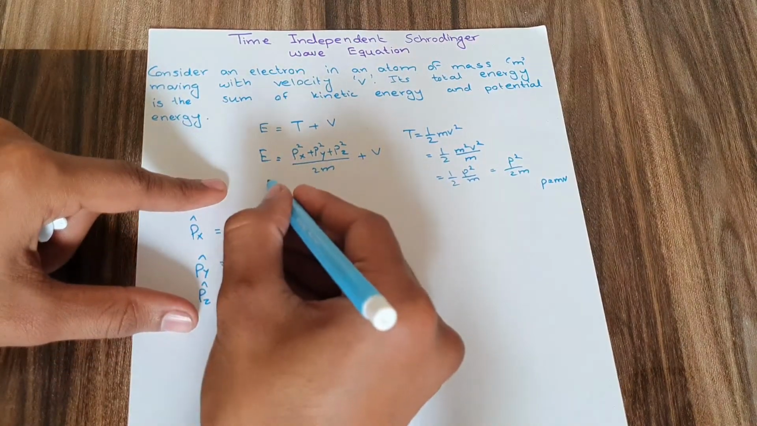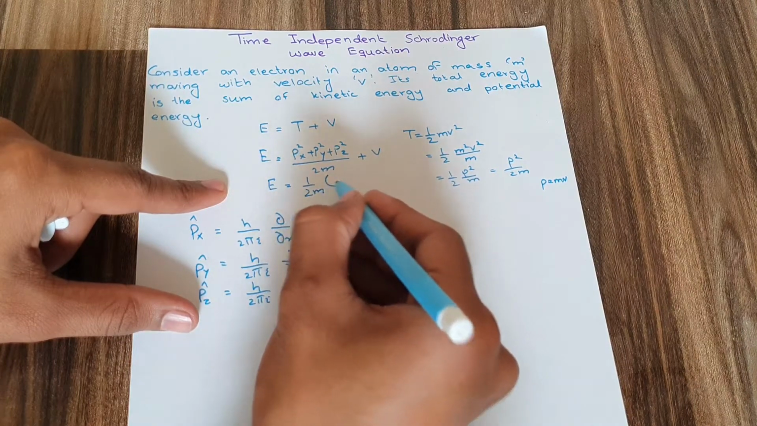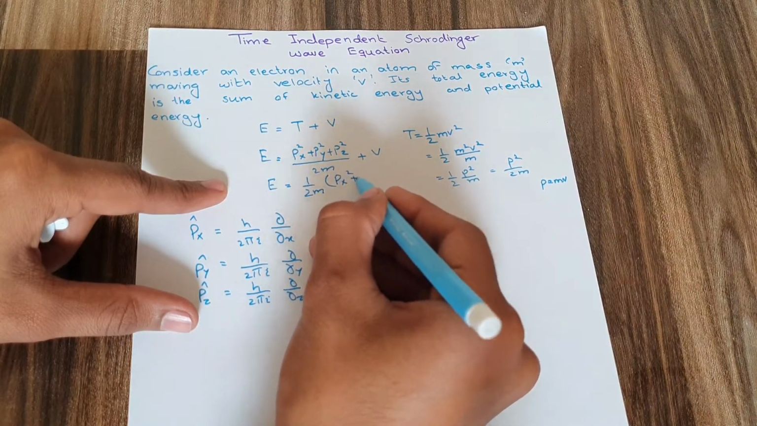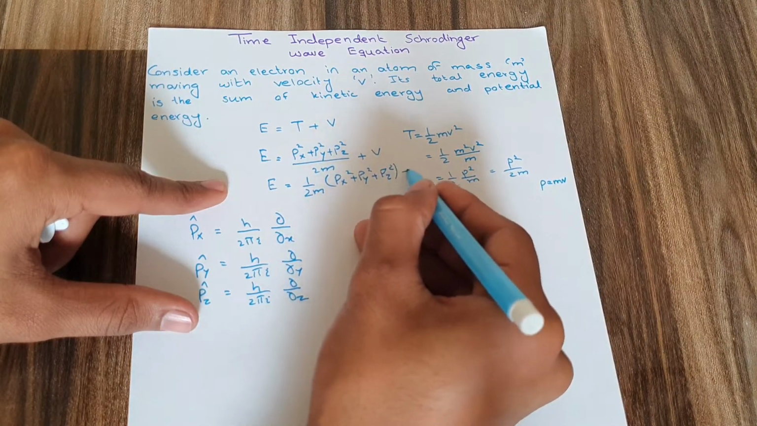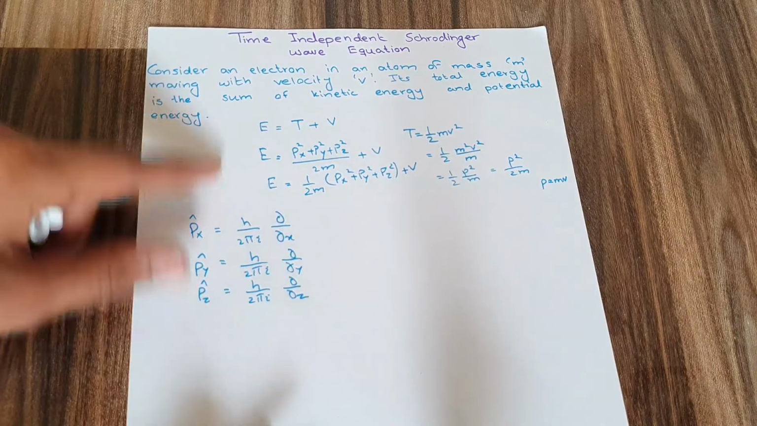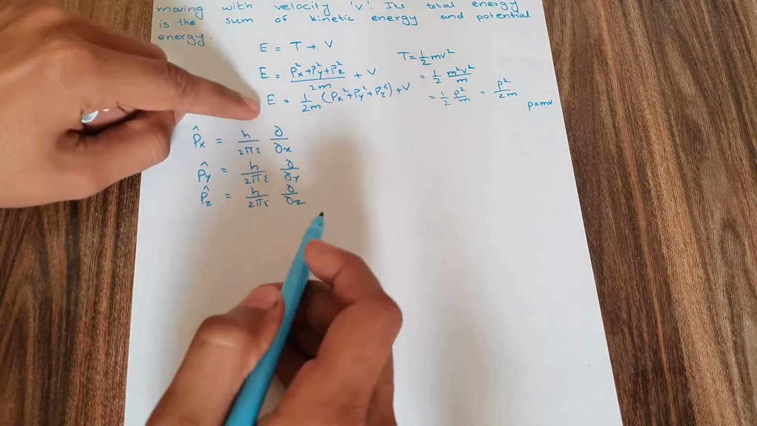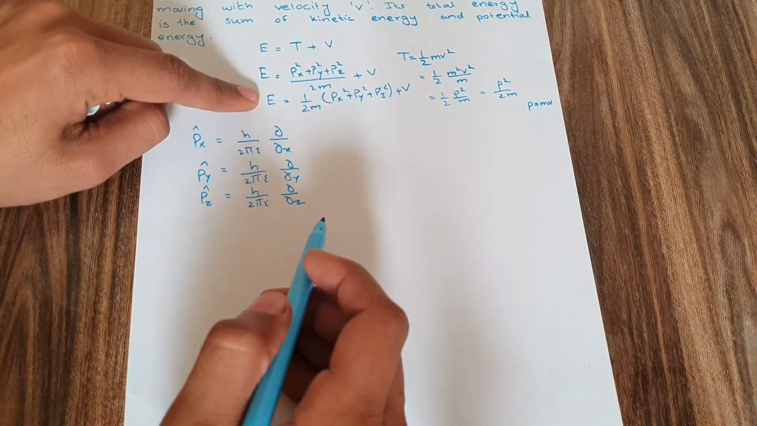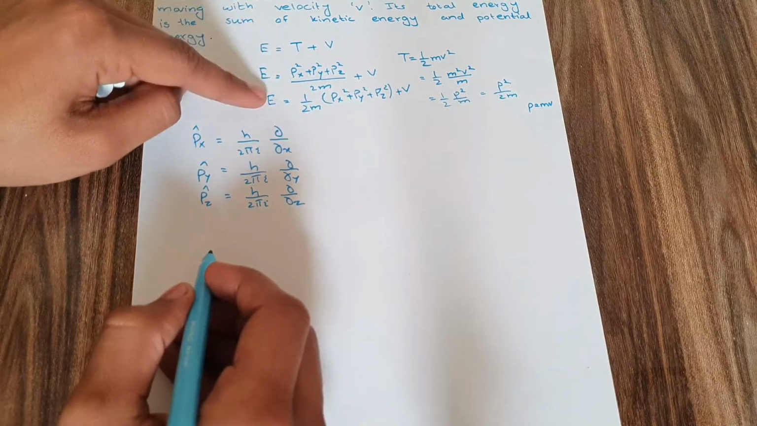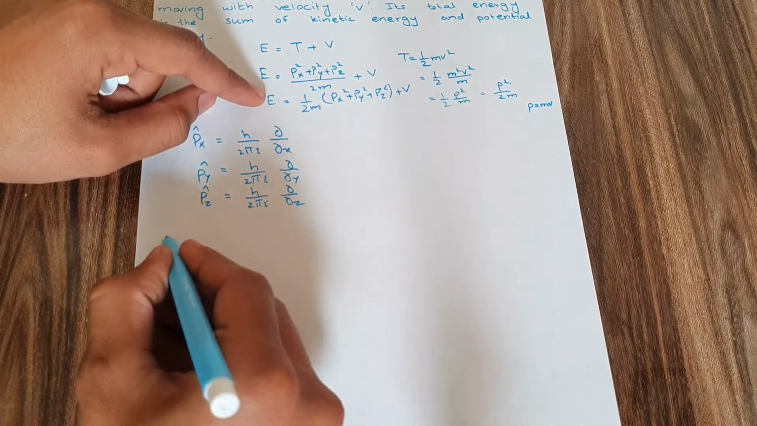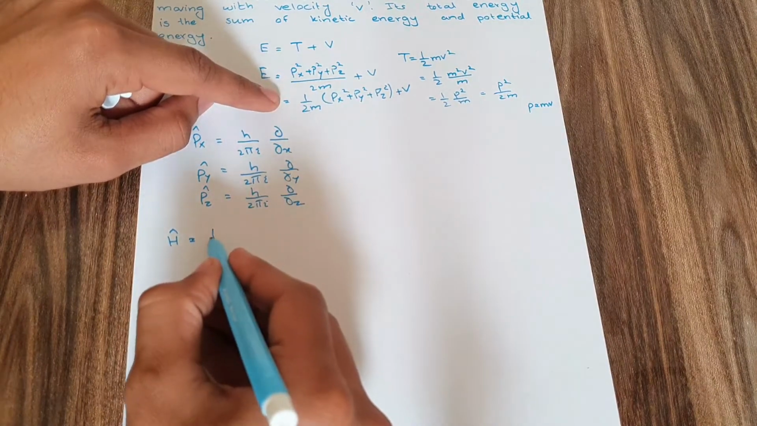First of all, I am going to take 1 over 2m common. The rest of the equation looks like px square plus py square plus pz square plus v. Now I'm going to put in the values of the operator. The total energy operator is known as the Hamiltonian operator. So in place of E, I am going to write H, the Hamiltonian operator, equal to 1 over 2m.